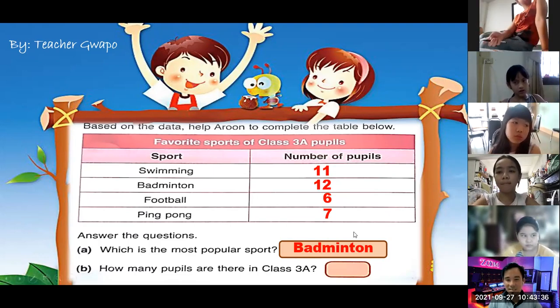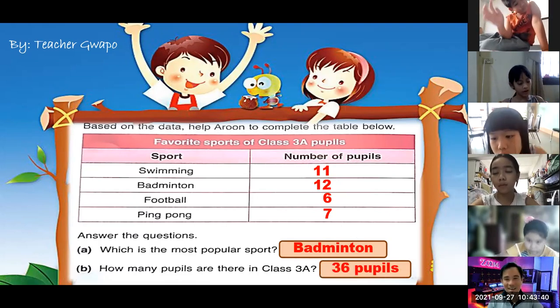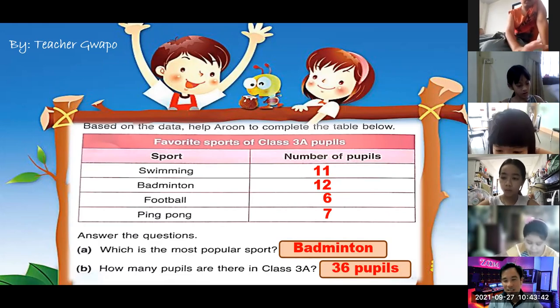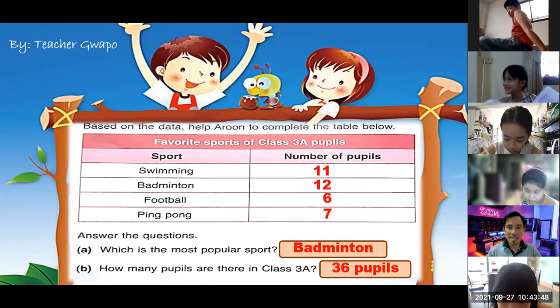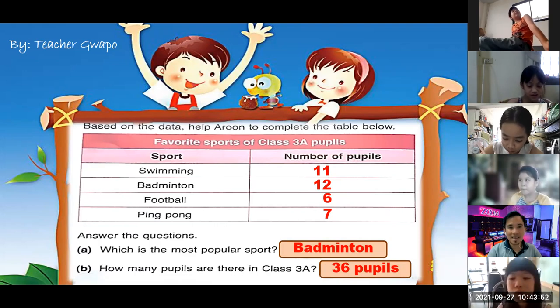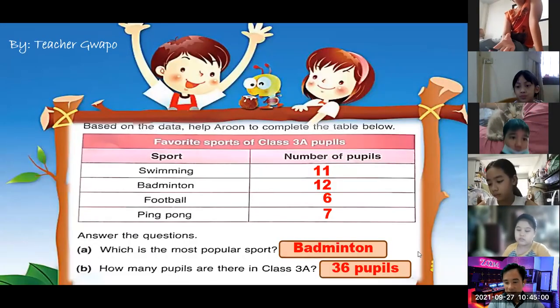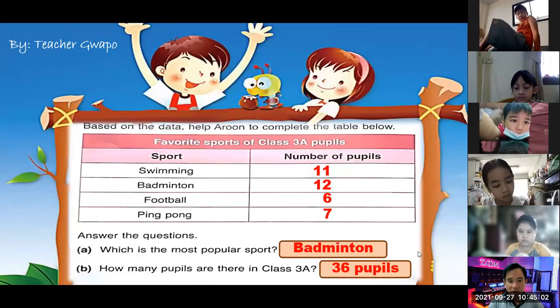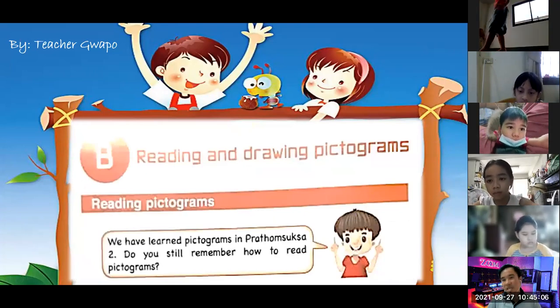36 pupils. Very good, Alizara. Good job. Very good, girl. Now the answer in letter B is there are 36 pupils in class 3A. Very good. Okay, everybody, pencils up if you are finished. Okay, now page 204. It is about reading and drawing pictograms.